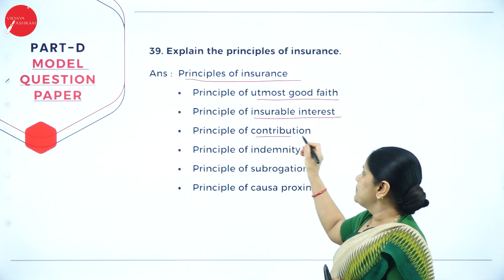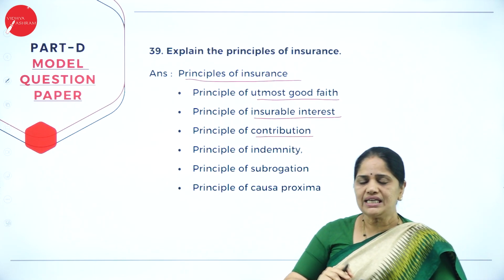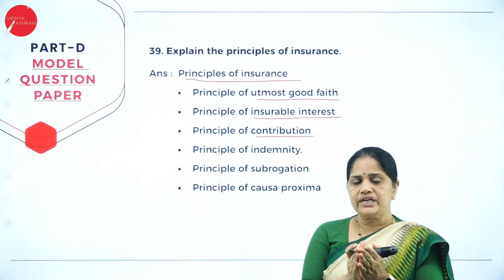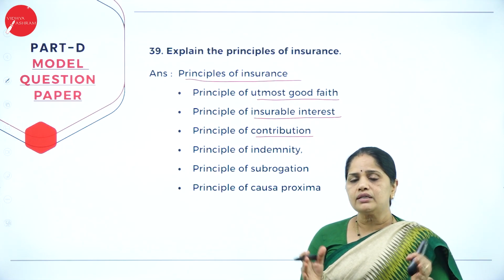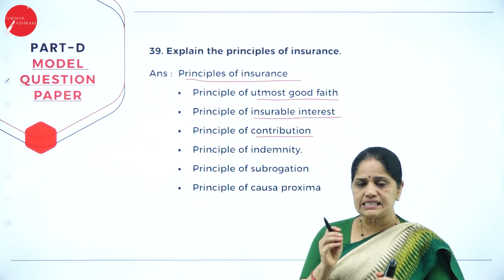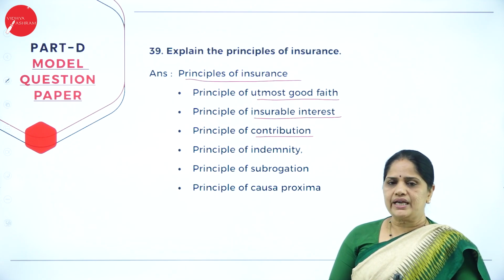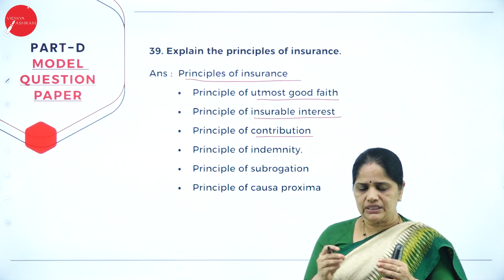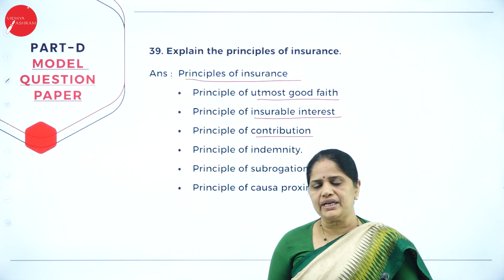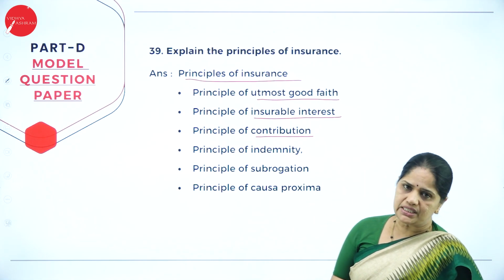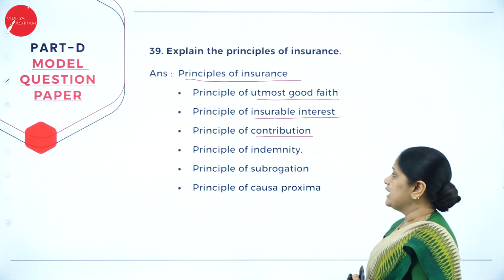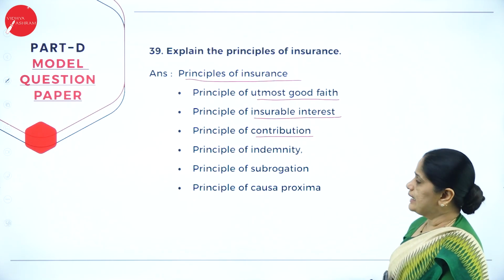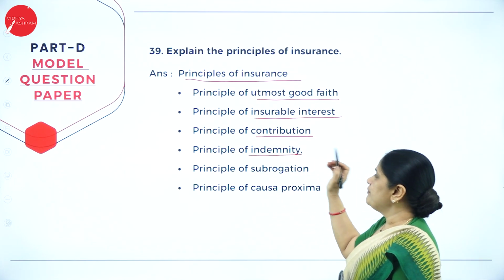Then next one is principle of contribution. So in this principle of contribution, if any property has been insured by 2 or 3 insurance companies, and if there is any damage to that property, then all the 3 insurance companies will be compensating the insured person in the combination of the insurance policy for which it has been undertaken. So each one will not pay the entire amount, they will pay in the ratio of the agreed amount.